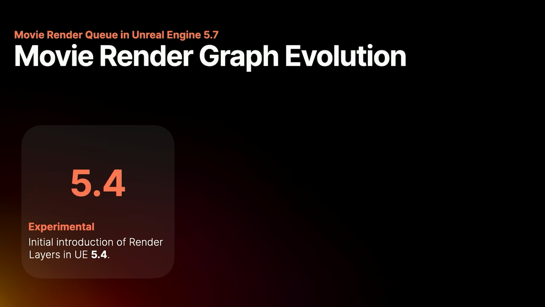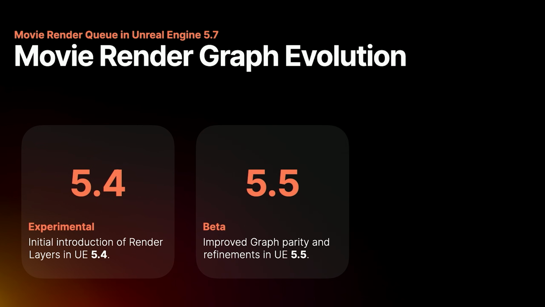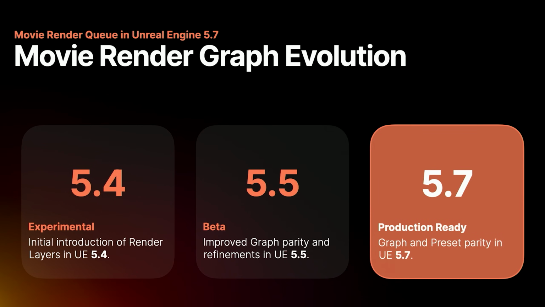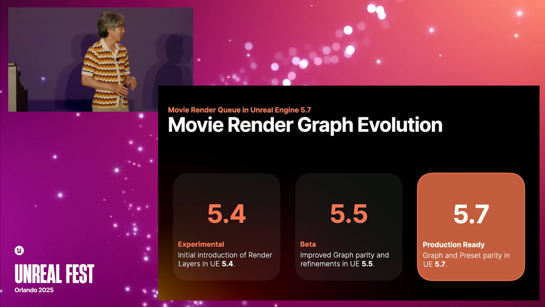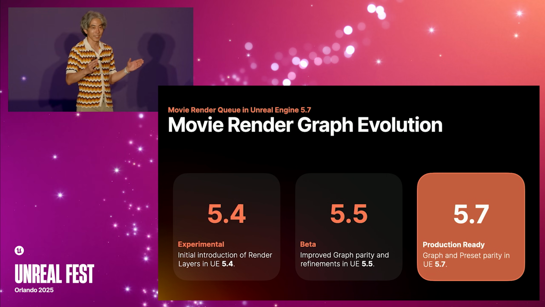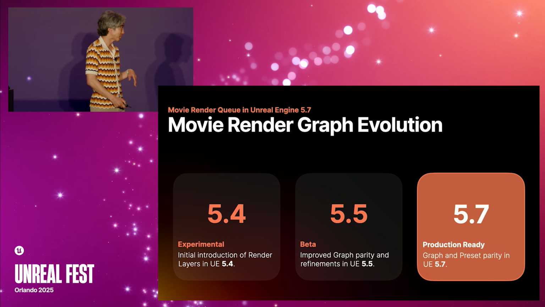Looking at the graph, this has been a really long-term feature for us, investment-wise, right? In 5.4, we released it initially as experimental. In 5.5, we bumped it up to beta. And our goal in 5.7 is to have it be production ready. We spent a little bit of time on this quick render stuff for workflow, but in terms of having the graph ready to go, we're really targeting 5.7 for full parity.